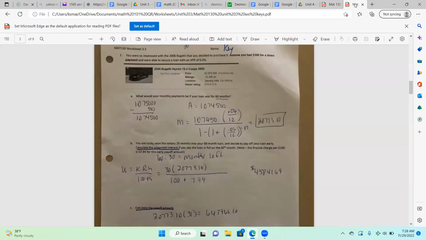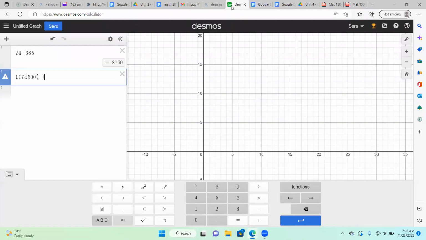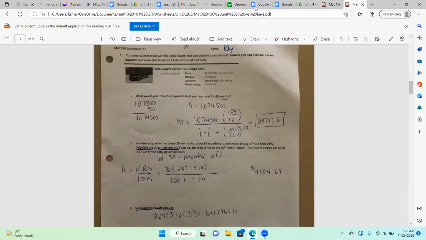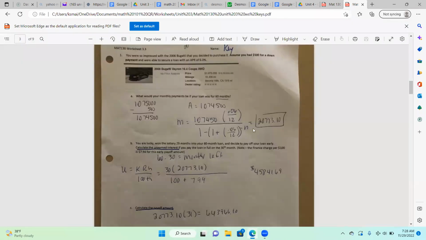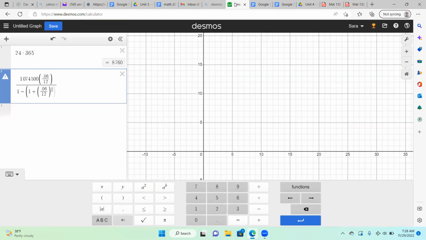And so we have 0.06 and 12. And 1 minus 1 plus the rate to a negative n. And so it says we're going for 60 months. So we're going to put in a negative 60.